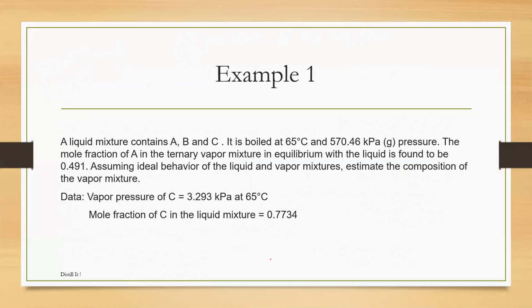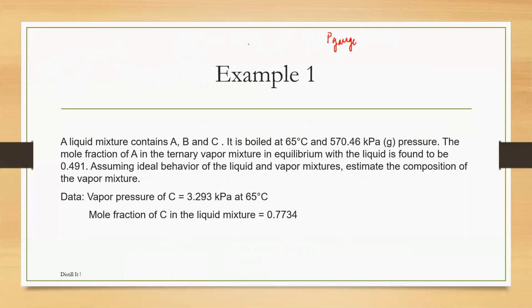So based on all these factors that we have taken into account, let's solve a few problems. Let's read this problem once. A liquid mixture containing A, B, and C is boiled at 65 degrees Celsius and 570.46 kilopascal. Whenever you are given a pressure value and then a G is written in the bracket, that G implies gauge pressure.